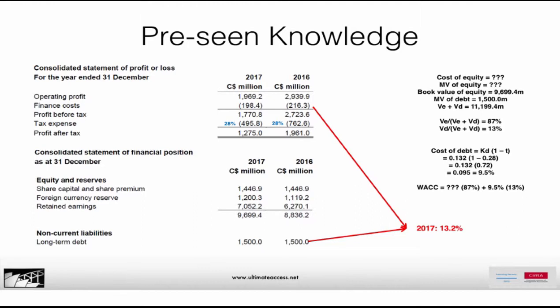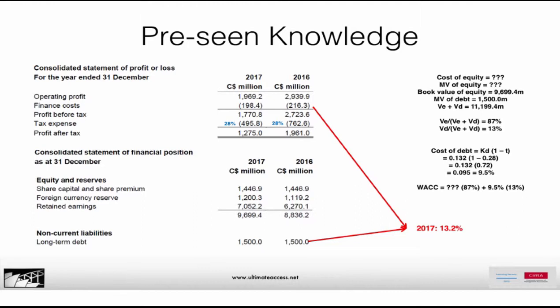I've taken a snippet of the consolidated statement of profit or loss and the consolidated statement of financial position because I needed those figures to work out some numbers for the weighted average cost of capital. I stumbled on a little bit of a hurdle because the cost of equity was not provided on the pre-seen, nor was the market value of equity. There was no share price information given to us.